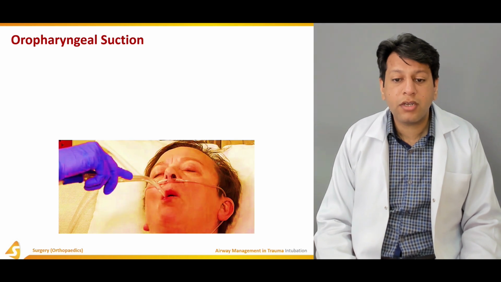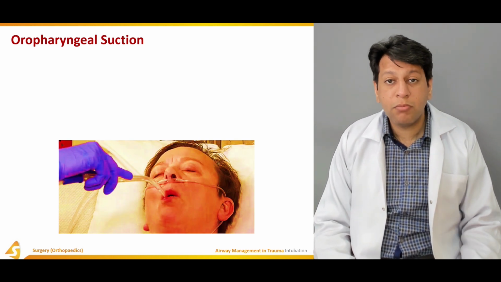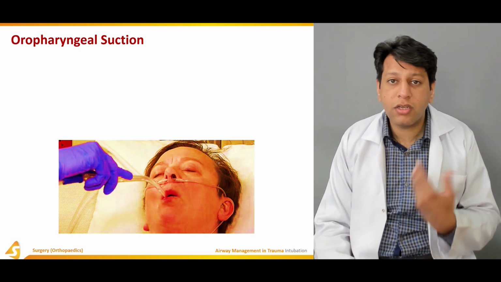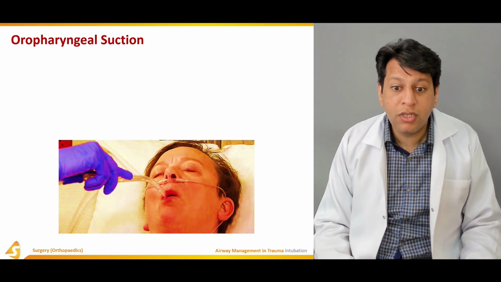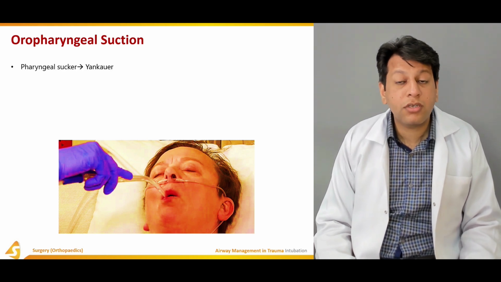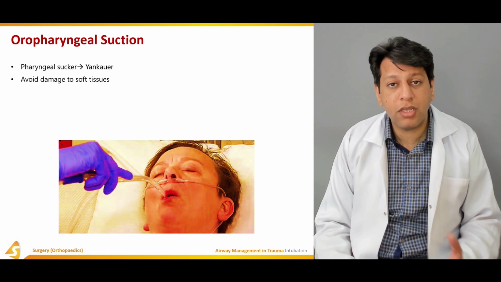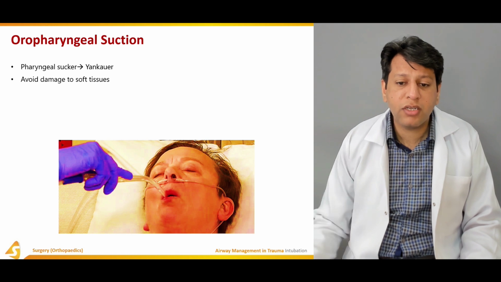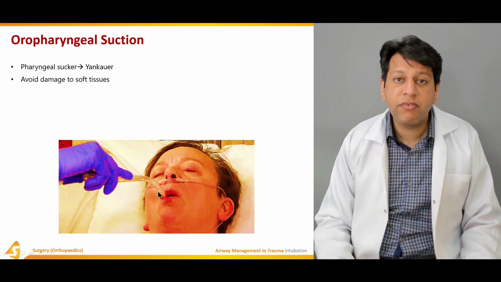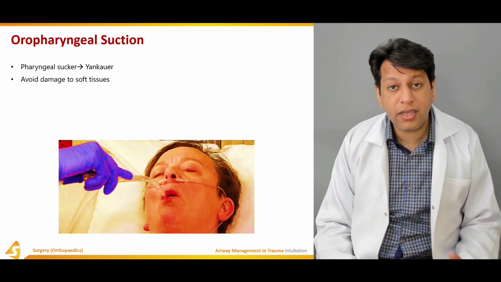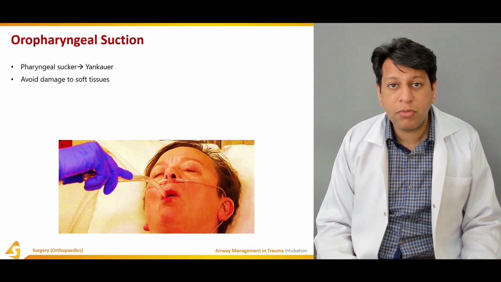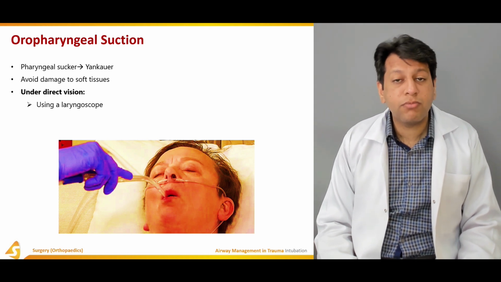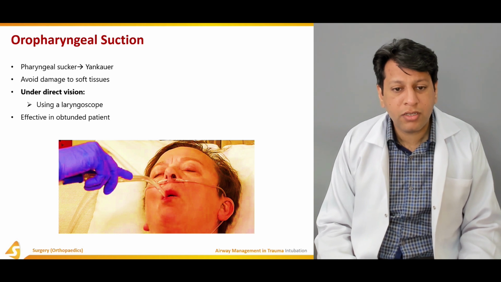Now coming to oropharyngeal suction. This is very important because once we've done the jaw thrust and chin lift maneuver, we need to clear the oral cavity for the oropharyngeal tube. This is usually done with a Yankauer suction, a pharyngeal sucker called by the name of Yankauer suction. To avoid damage to the soft tissues, use a plastic tube, but do not push it too far into the mouth because it can still damage the soft structures of the mouth and oral cavity. It has to be done under direct vision, and it's ideal to use a laryngoscope along with it.